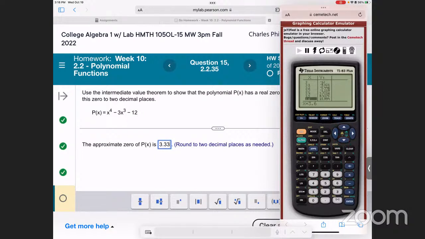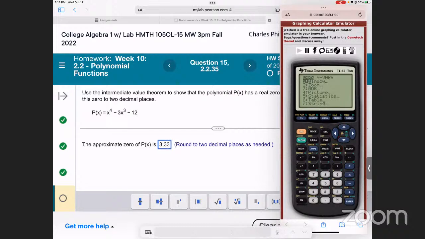So then what we want to do now is zoom in, and to do that, we go back to our table set. So I'm going to hit second window. I want to start at 3.3, and now I want to change by 0.01, right? So somewhere between 3.3 and 3.4, we should get a sign change. So now if I go back to the table, okay, we're looking for our sign changes, and it happens between 3.32 and 3.33, right?